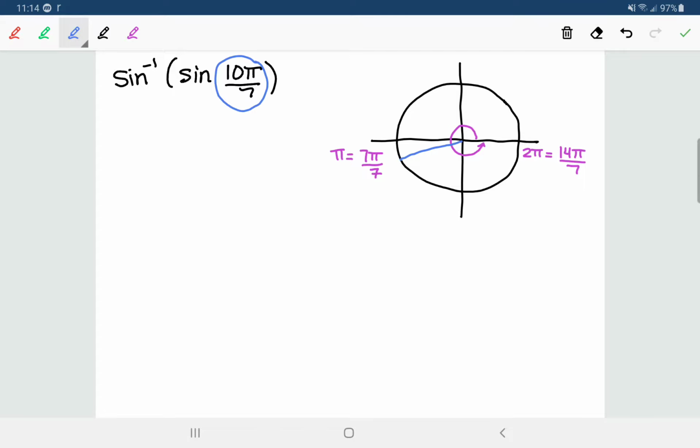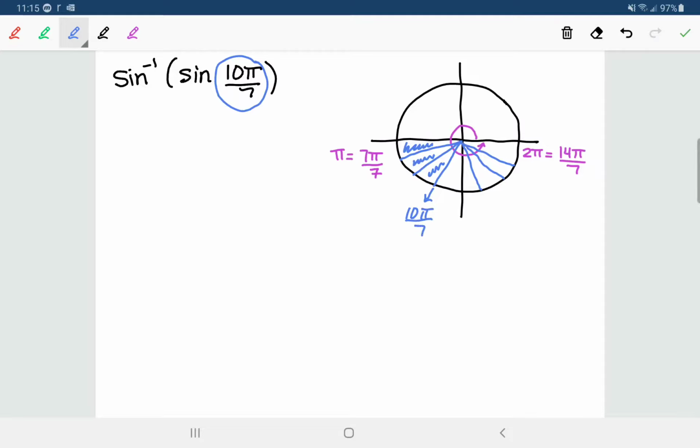So this would be 1 pi over 7, 2 pi over 7, 3 pi over 7, 4 pi over 7, 5, 6. Let's see, did I do this properly? 1, 2, 3, 4. 1, 2, 3, 4, 5, 6, 7. Yes. Okay. So there's 7 of these little slices here. So here's 1. So this corresponds to 8 pi over 7. This one corresponds to 9 pi over 7. Then here, this would correspond to 10 pi over 7.